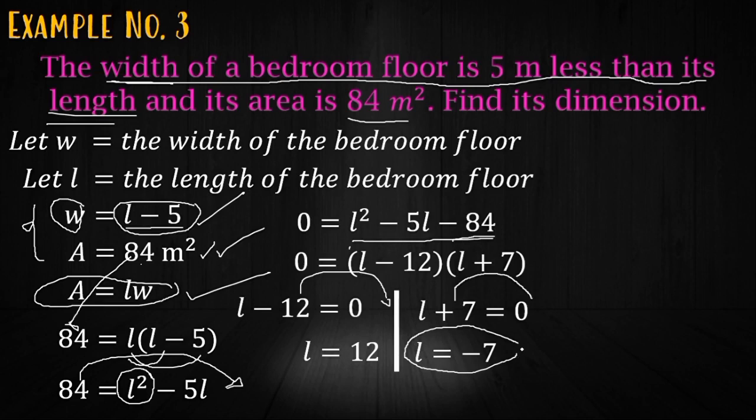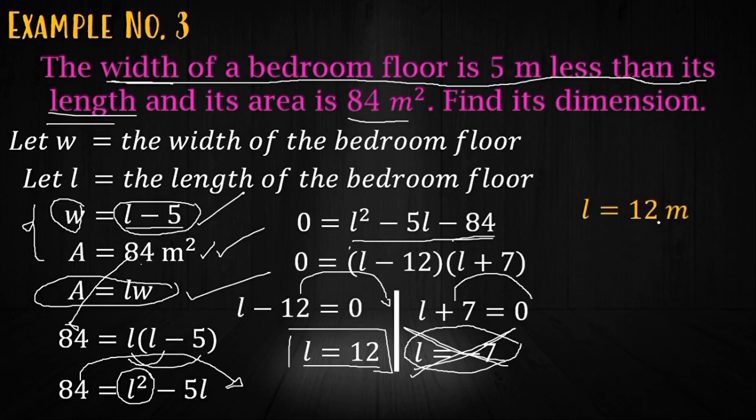We will not consider negative 7 as the measurement of the length of the bedroom floor. Why? Because we are talking about measurements. And since it is the dimension of the width and length, there is no negative measurement involved for this. That is why we will only take positive 12.